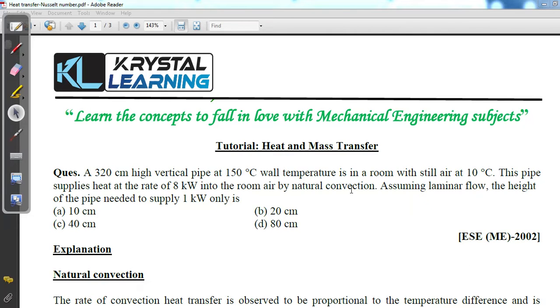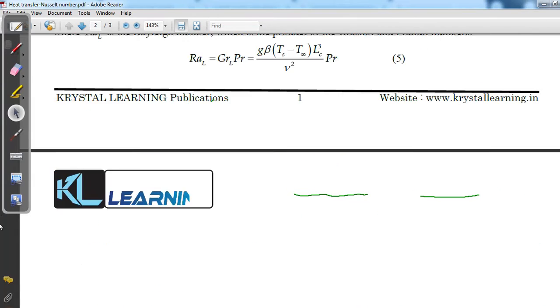Okay, so you have to keep some information given in the question in your mind. That is, it is given that heat transfer is happening by natural convection, and it is saying to assume laminar flow, then tell the height of the pipe needed to supply only 1 kilowatt. Okay, let's draw a diagram for this.